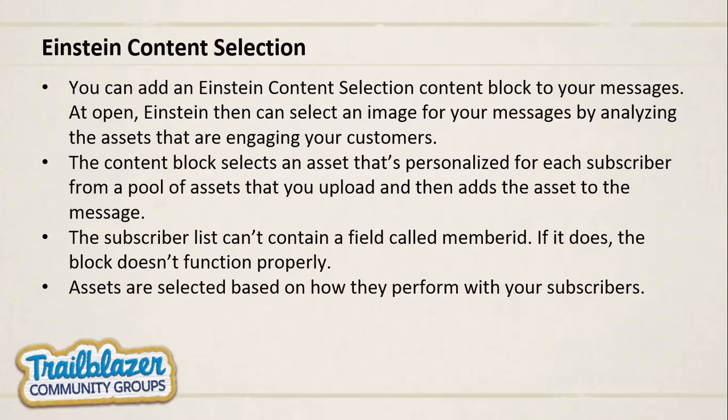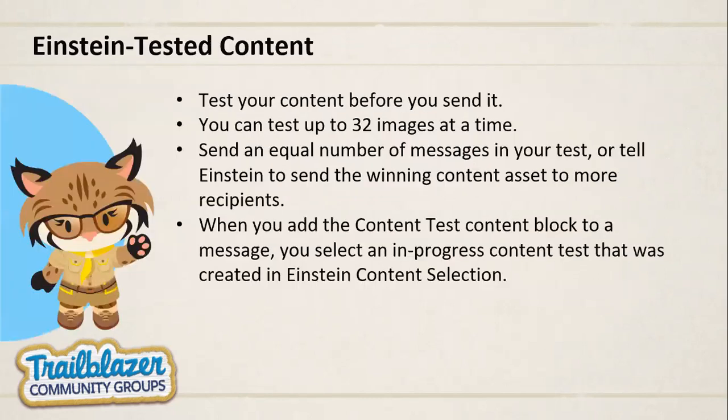Okay. So when you're trying to utilize Einstein content selection, we cannot have a field called member ID. If it does, then the block doesn't function properly. And also the assets that you're trying to utilize are selected based on how they perform with your subscribers' interactions with the emails. So if the assets are not being interacted with properly, then Einstein will not recommend that you utilize that content using the Einstein content selection.